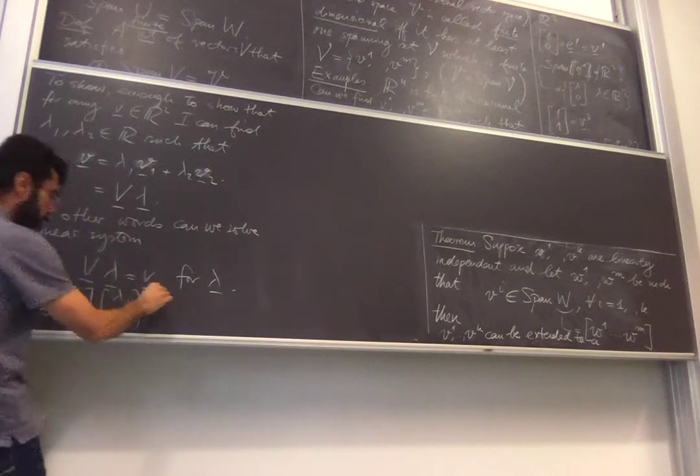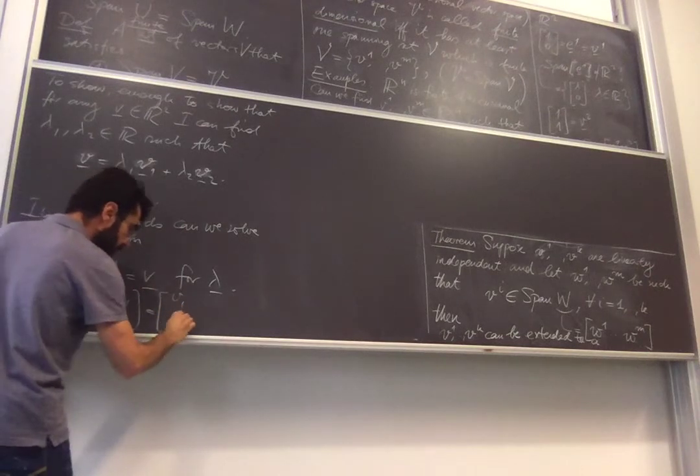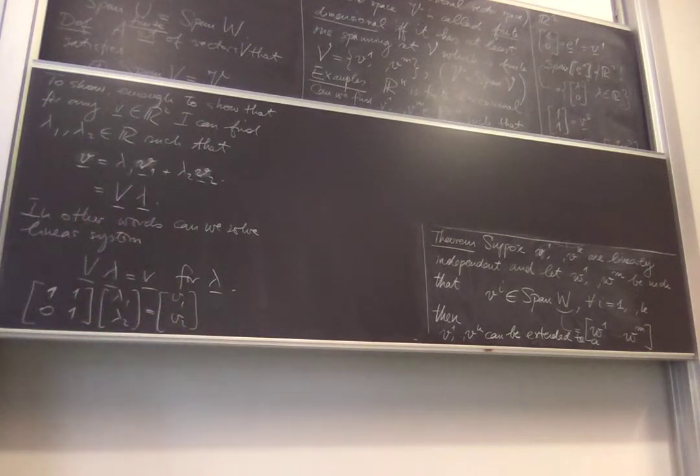Mind you, this is for any V1, V2, not for some V1, V2. So V1, V2 is given, okay? And you want to find lambda 1, lambda 2. Can you find a solution to that? Yes, why? Because it's a linear combination. What is the linear combination? The lambda 1 V1 plus lambda 2 V2.